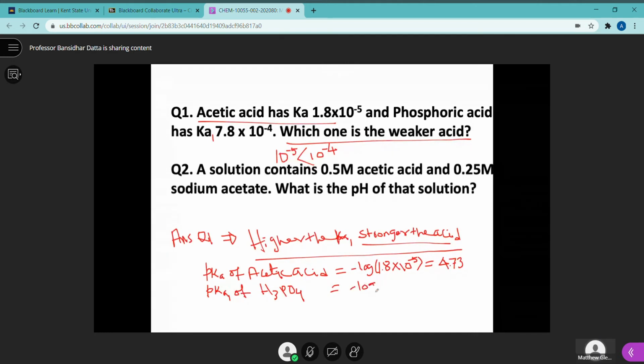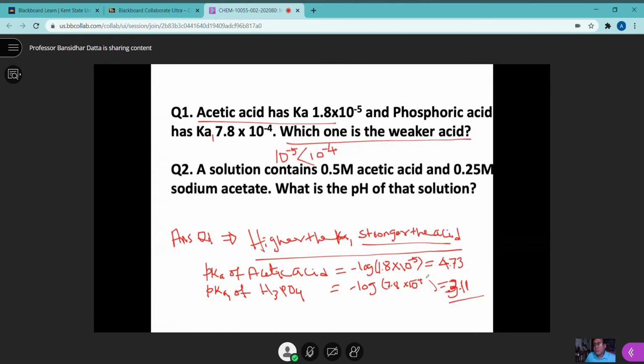Negative log of 7.5, let me write down, times 10 to the power minus 4. And you said, what's the number you said? 3.11. That's fine. I can change the number when I ask the question, but you should know how to do that. 3.11. That is perfectly fine. Very good.